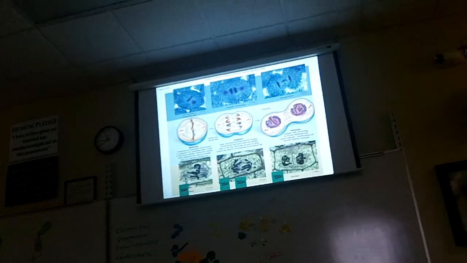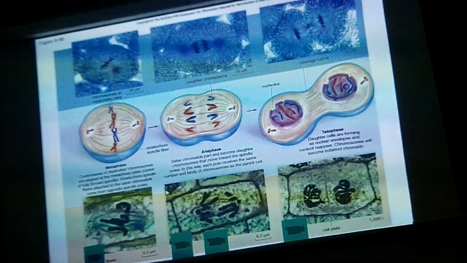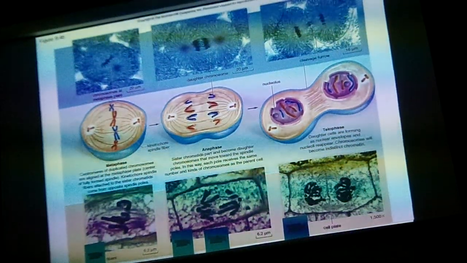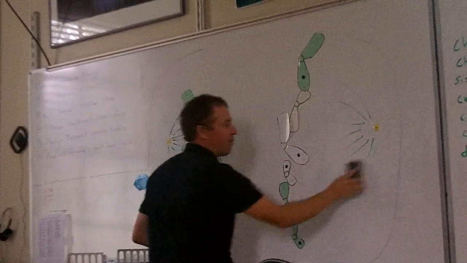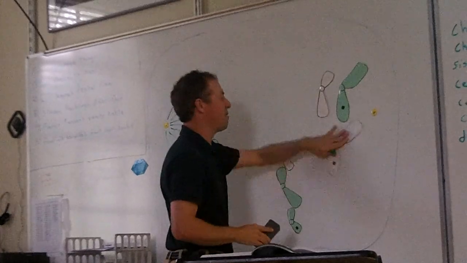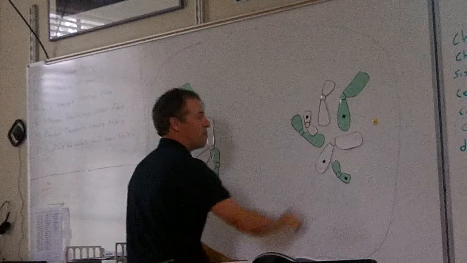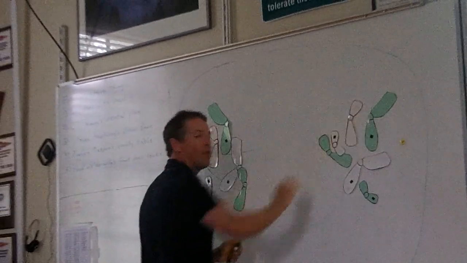Okay, the big finish is telophase. In telophase, these chromosomes arrive at opposite sides, and the spindle fibers all disappear. Once they've arrived, the spindle fibers will disappear. The spindle fibers were the little fibers, the little microtubules that were coming out that they were crawling along.